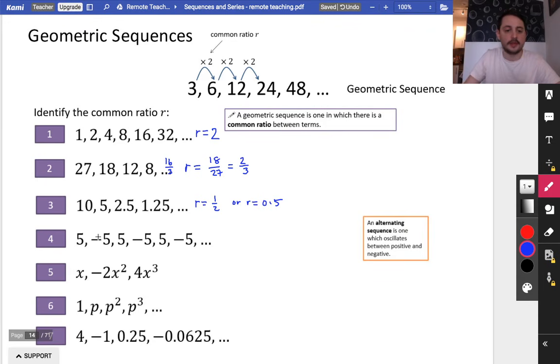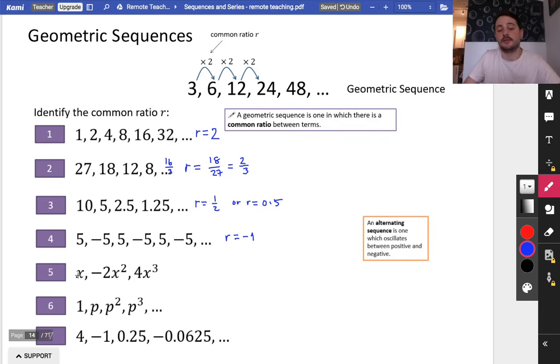This is a weird kind of common ratio because actually this is what we call an alternating sequence. It is an alternating sequence because it's oscillating, which means going back and forth, oscillate like a heartbeat, between positives and negatives. So it's going 5, minus 5, 5, minus 5, 5, minus 5. So if you think about what these are being multiplied by each time as you go along, hopefully you can quickly spot that it's just being multiplied by minus 1. So we've got that the common ratio there is minus 1.